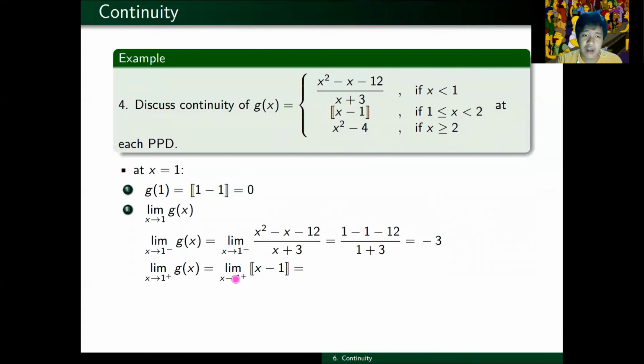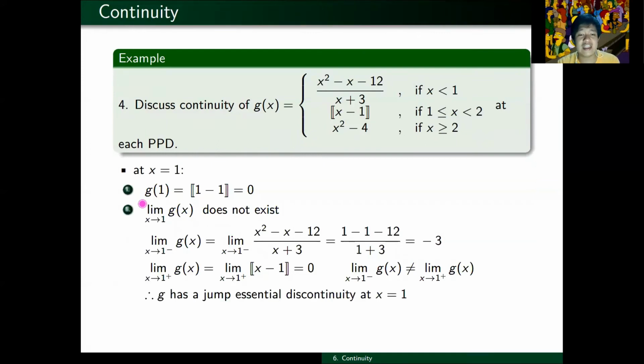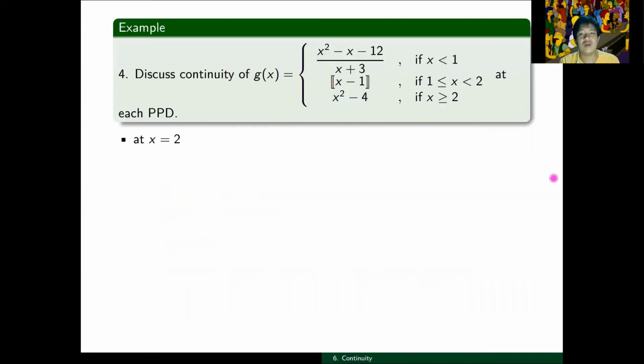But if I try to plug in values of x close to 1 from the right, say 1.01, then I have GIF ng 0.01. That is 0. So both of them exist, but ano sabi mo? Magkaiba yung limit from the left and from the right. Therefore, your limit as x approaches 1 does not exist. So hindi po siya continuous at x equals 1, and specifically, you have a jump essential discontinuity at x equals 1.